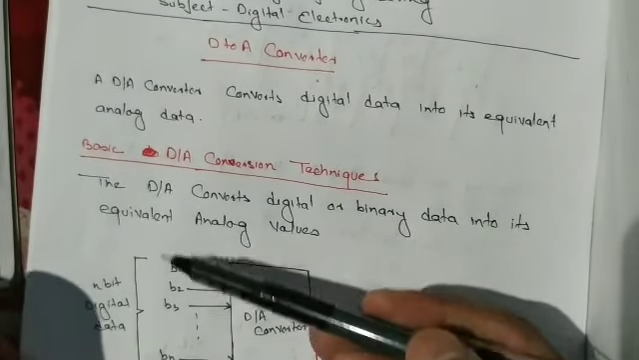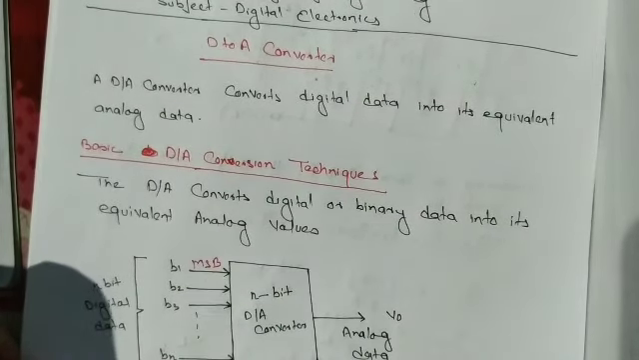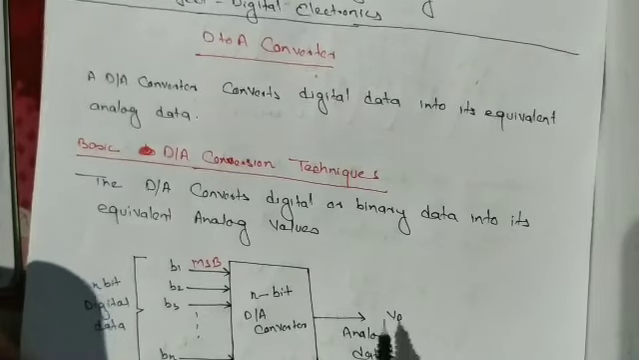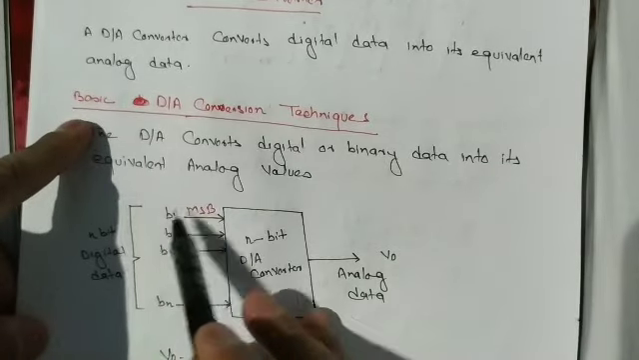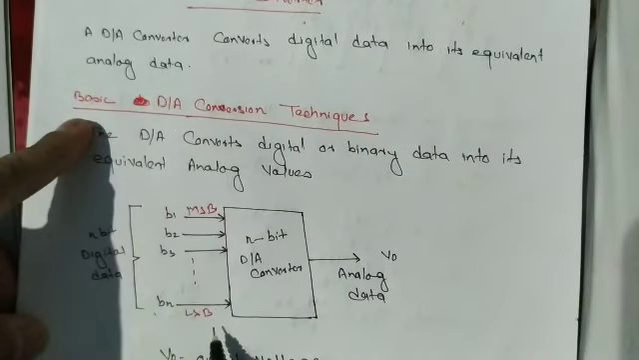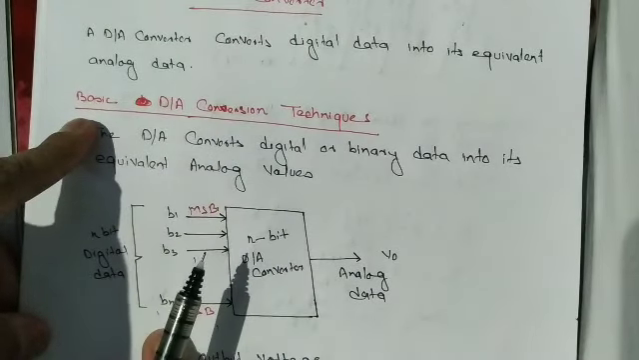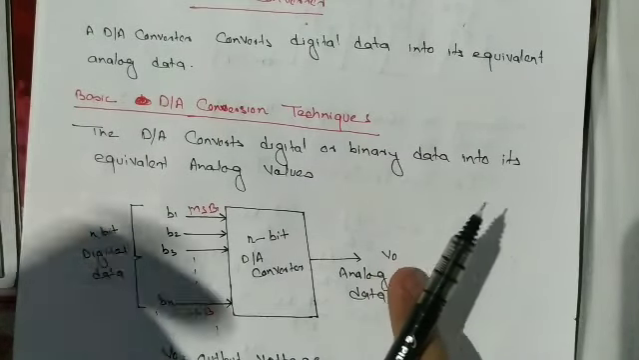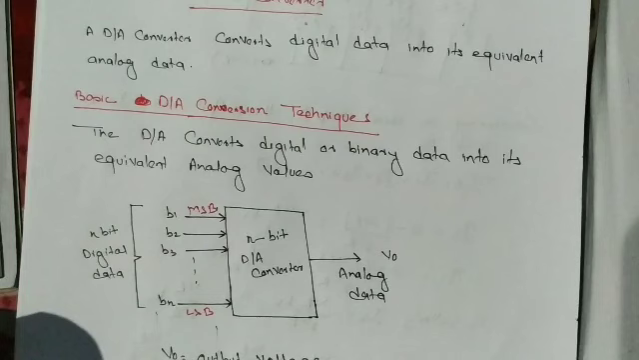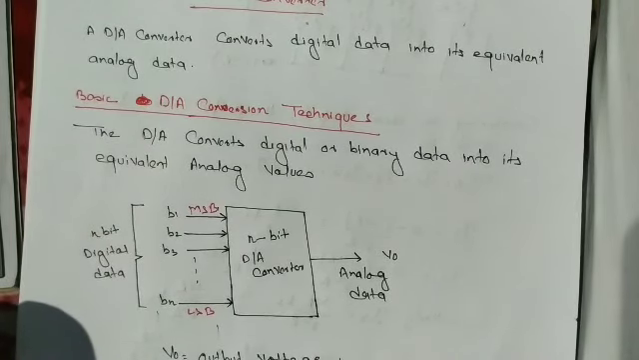It has input in the form of digital data, or binary data, and the output V0 is in the form of analog data. So this is B1, the MSB, and Bn, the LSB. These are the binary inputs. There are n binary inputs, and the analog output is in continuous form, that is V0, the output voltage in analog form.